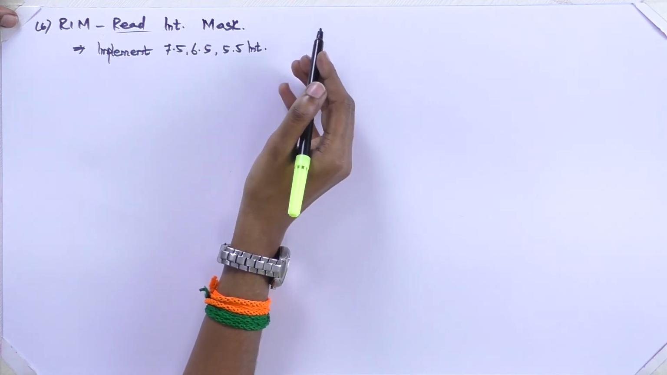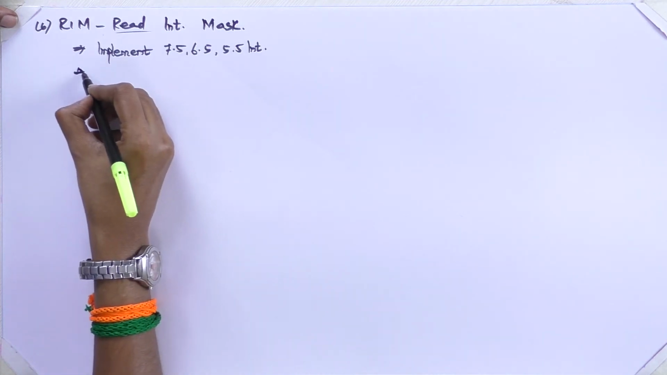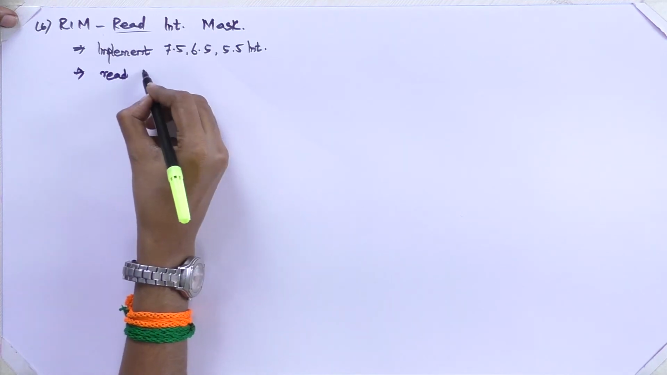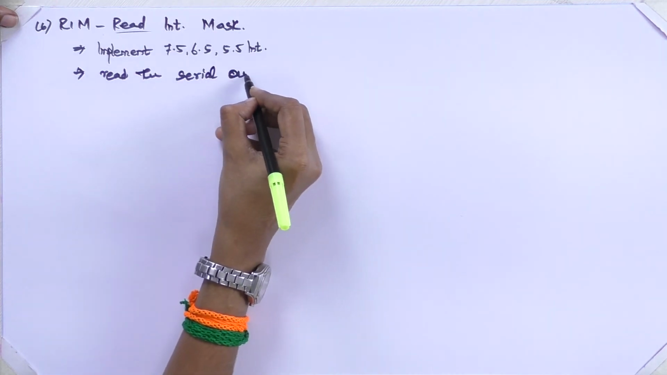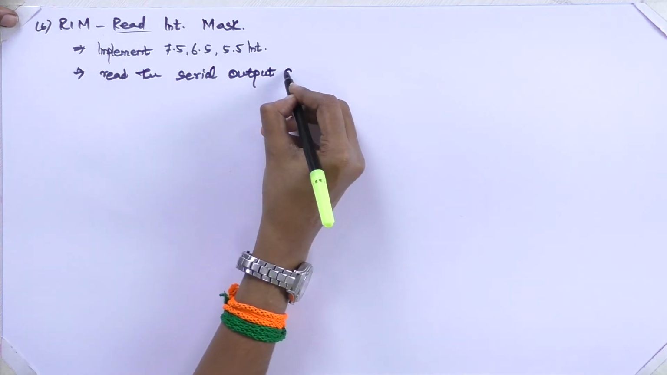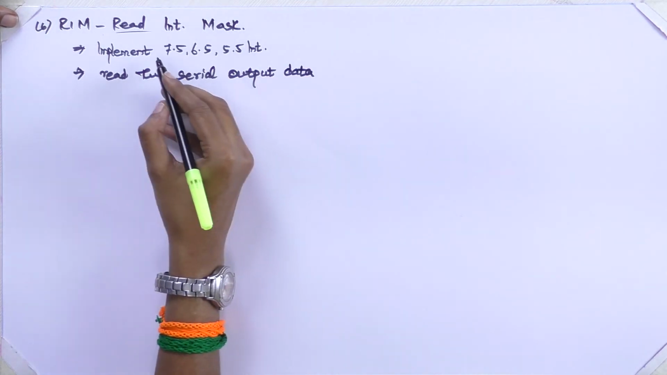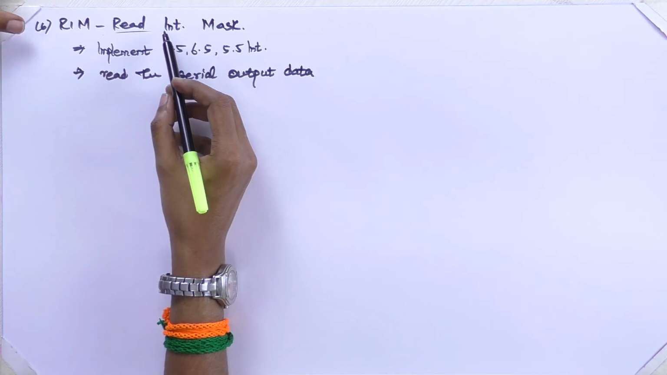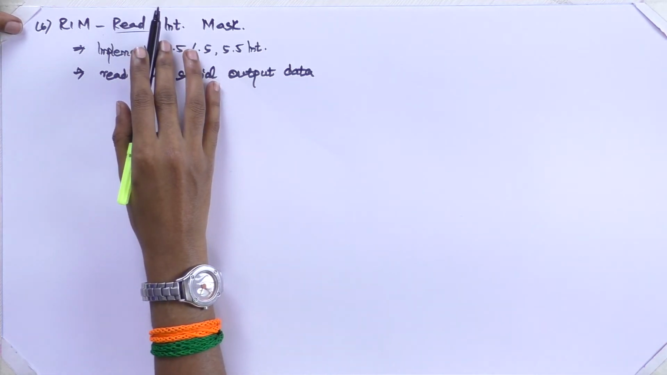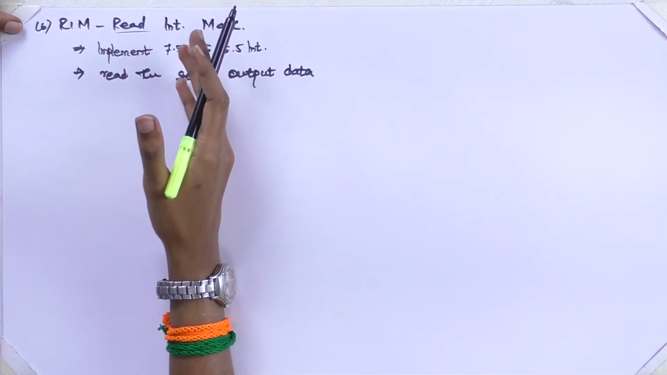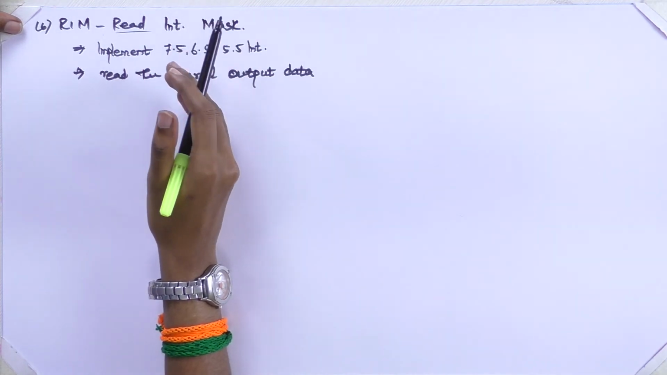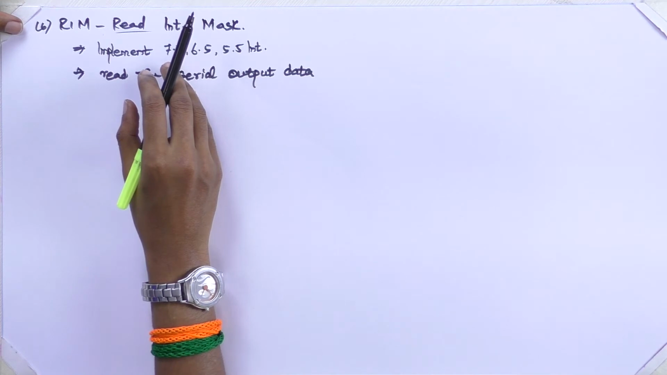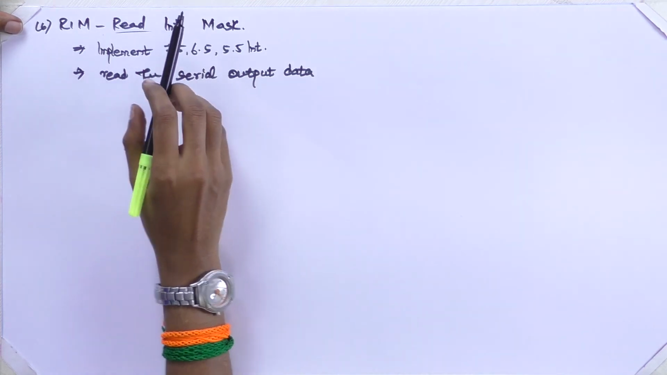Here we are implementing the interrupt, and then it is used to read the serial output data. So this is the purpose of RIM. Okay, fine. So that's all about machine control instructions. The instructions are RIM, SIM, no operation, halt, EI, DI. So next we will see about input output instructions.